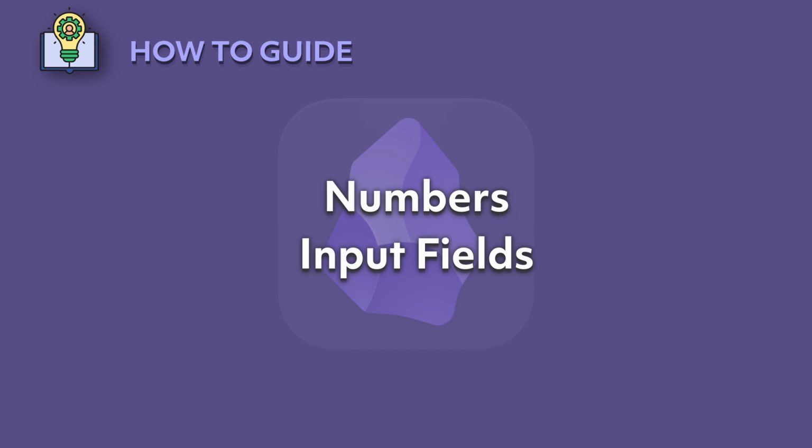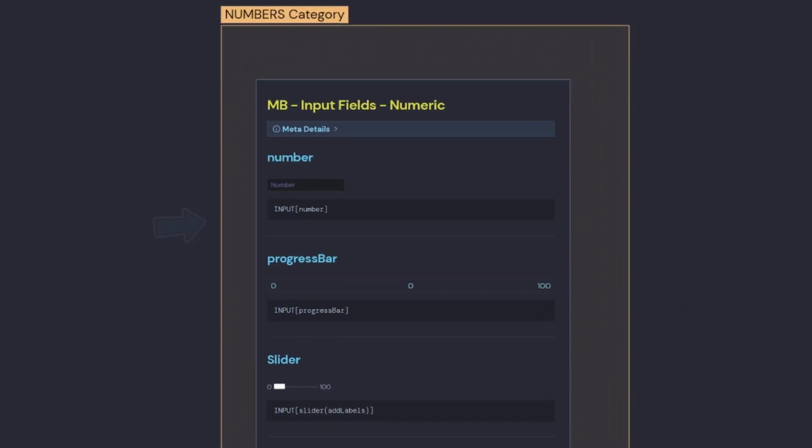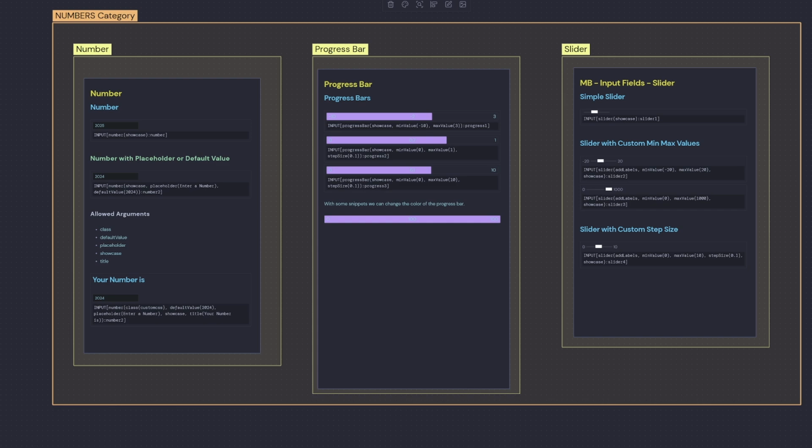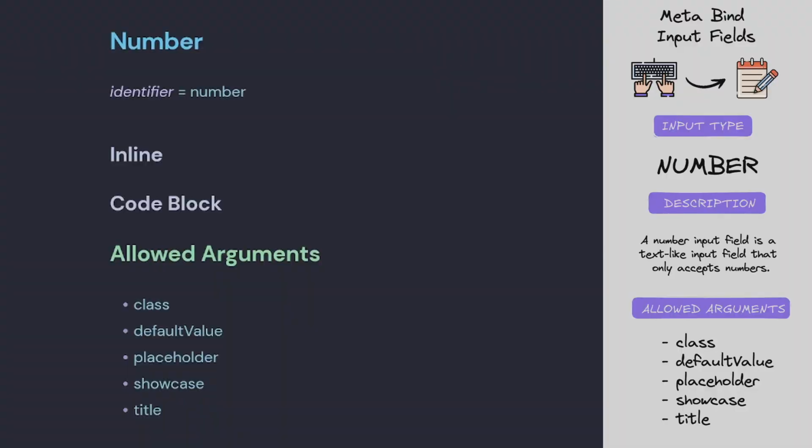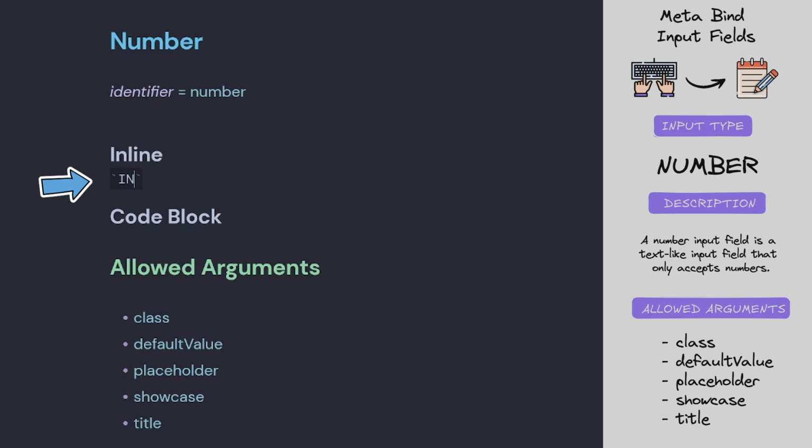Numbers input fields. Let's now take a look at the numbers category. In this category, we are going to cover number, progress bar, and slider. We'll start with number. A number input field is a text-like input field, but it only accepts numbers. The identifier is number, and it's allowed in inline and code block. We'll start with inline, put our number identifier, add an argument, we'll put a default value, we'll make the default value 1, and we want to showcase and give it a title, my number.